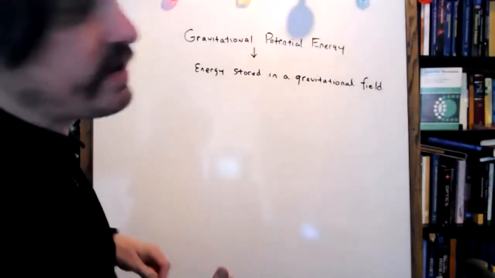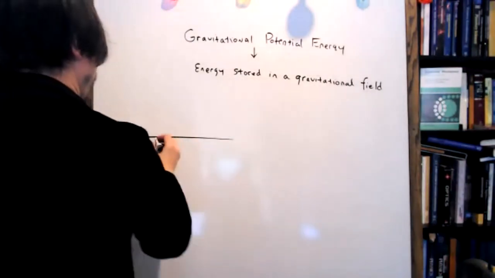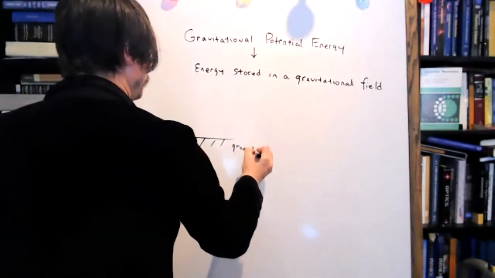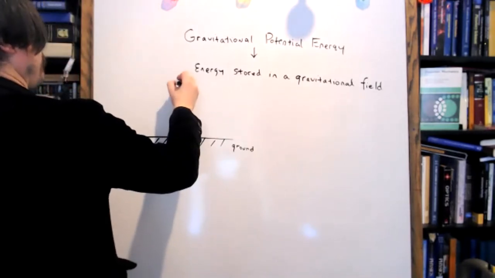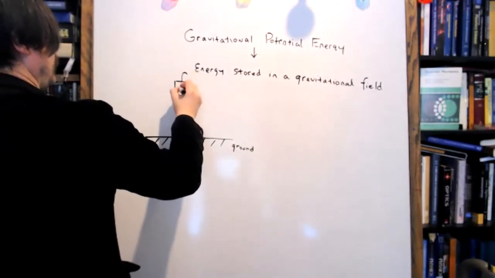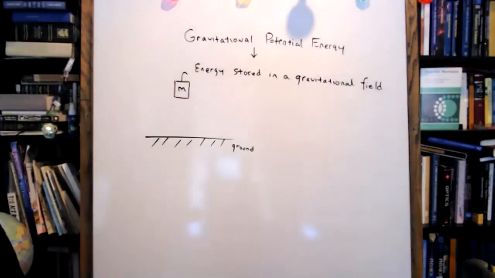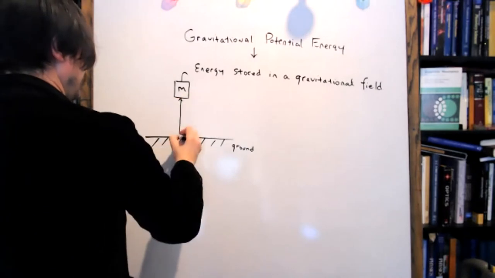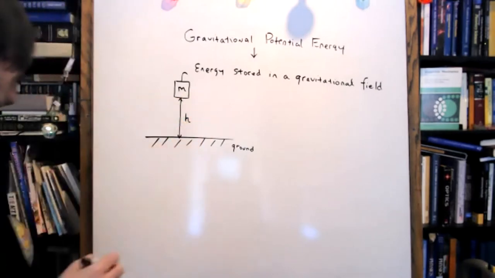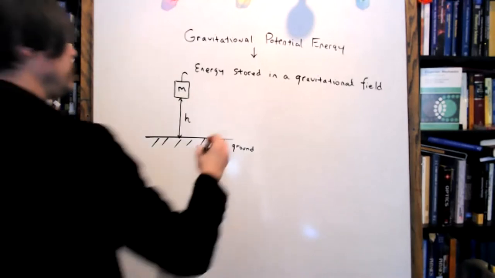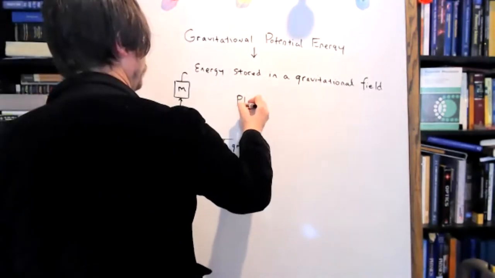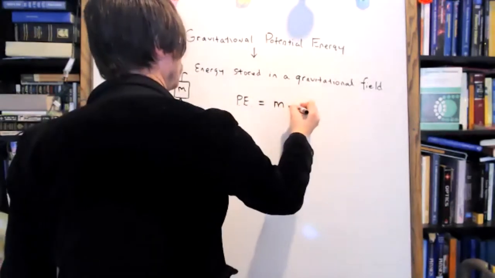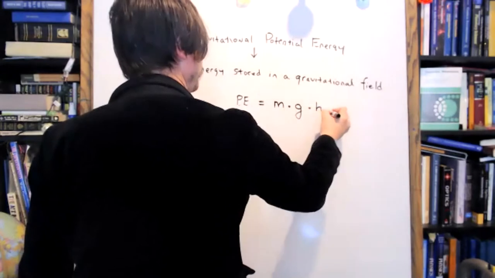And the most basic generic setup is you have the ground of Earth, okay? So this is the ground. You take some massive object, like a 1 kilogram test mass, and then you lift it some height above the ground. I call the height h. And the gravitational potential energy stored in the gravitational field is the mass times little g times h.